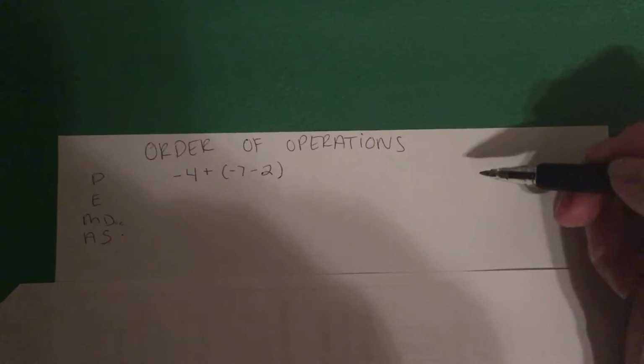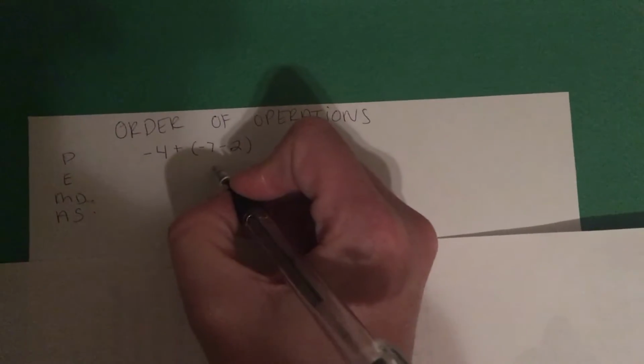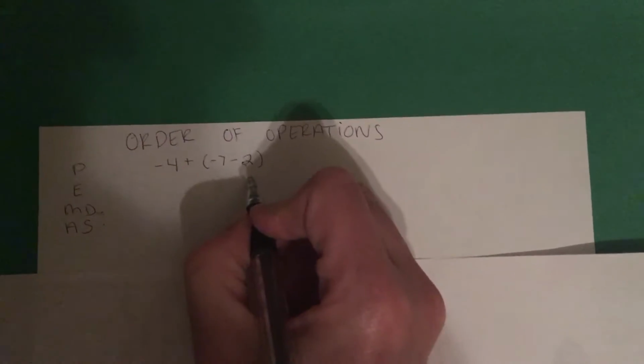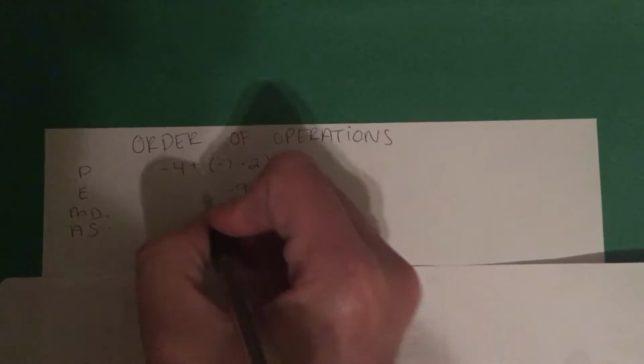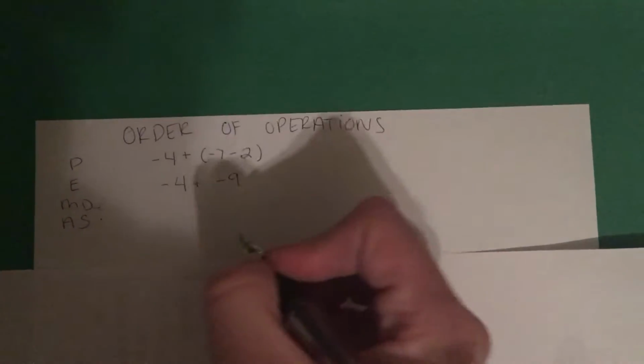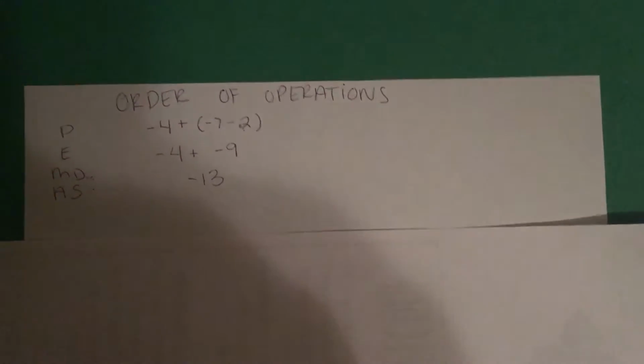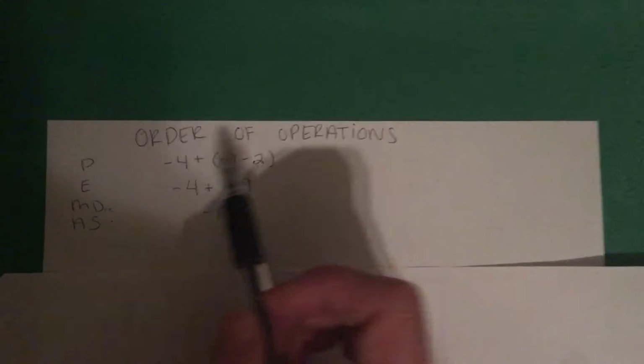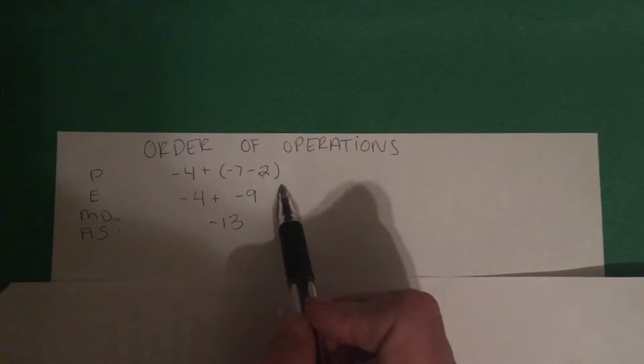The first problem I have has parentheses. So the first thing I'm going to do is solve inside the parentheses by saying -7 minus 2 is a -9. And then I'm going to add that to -4 to get -13. You would have gotten a different answer if you had done the -4 first. You have to solve whatever is inside the parentheses.